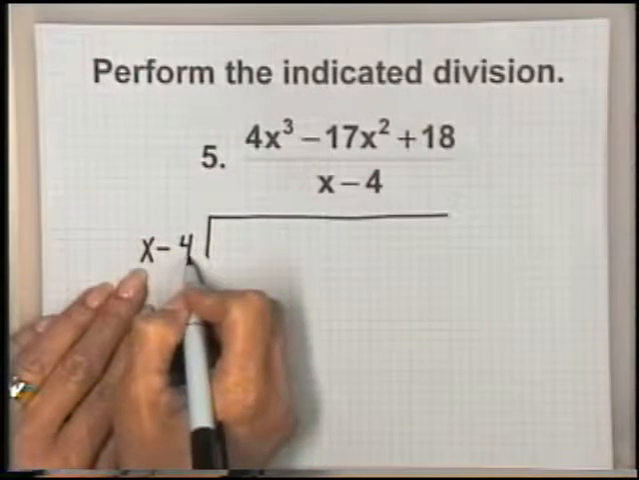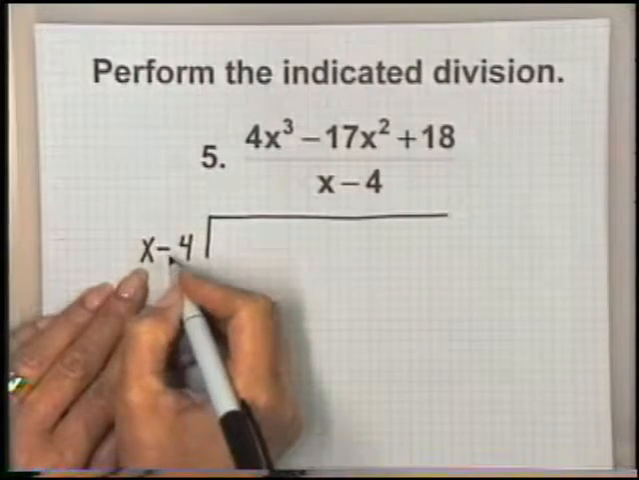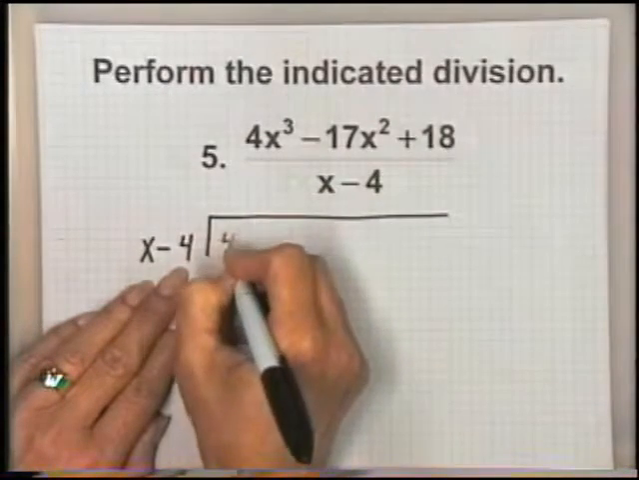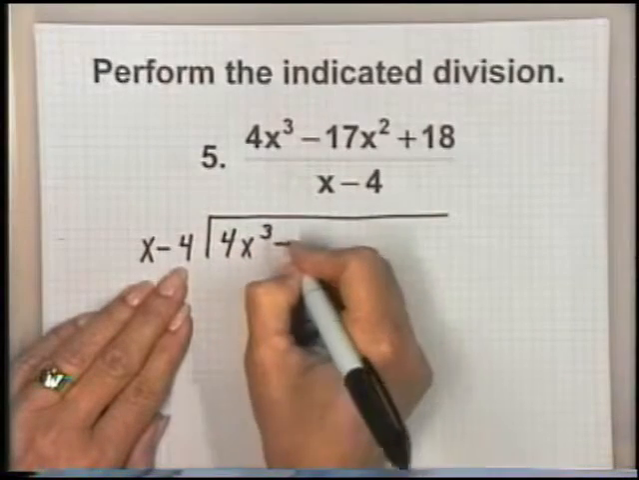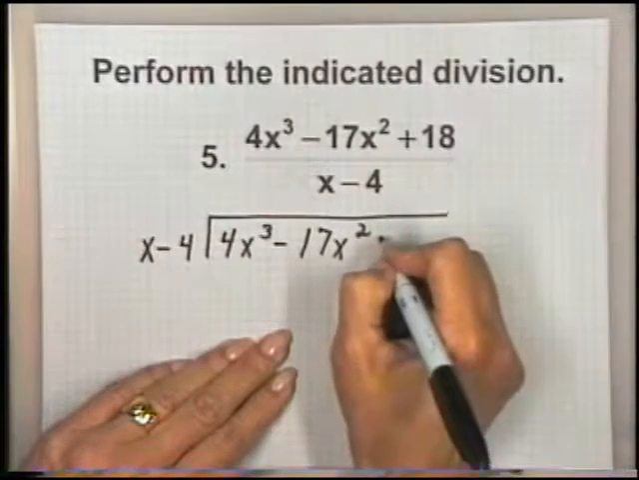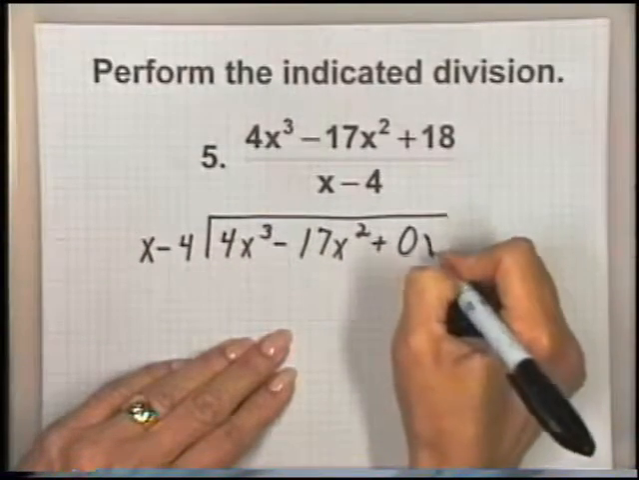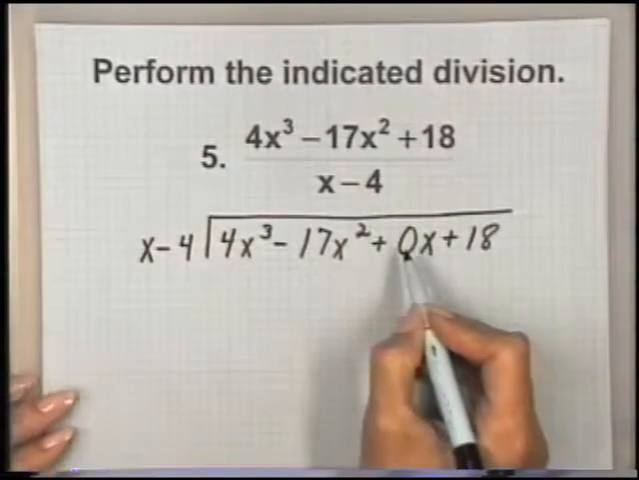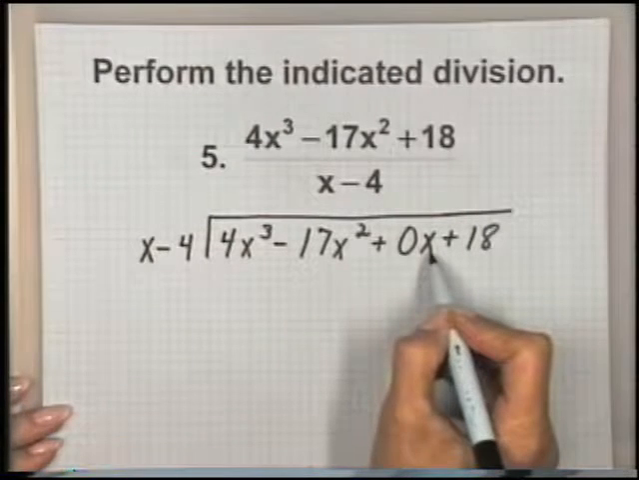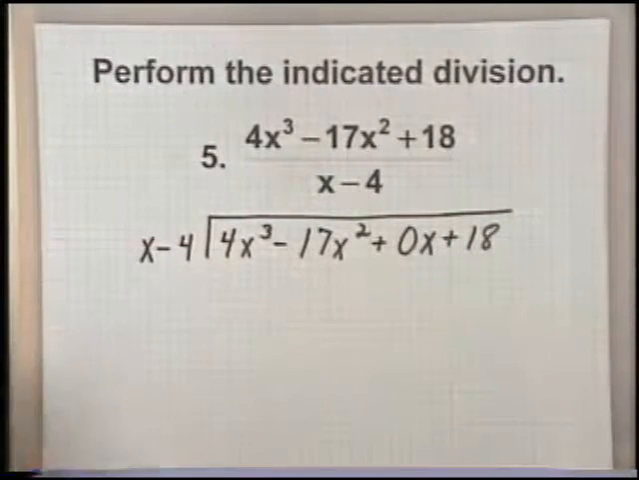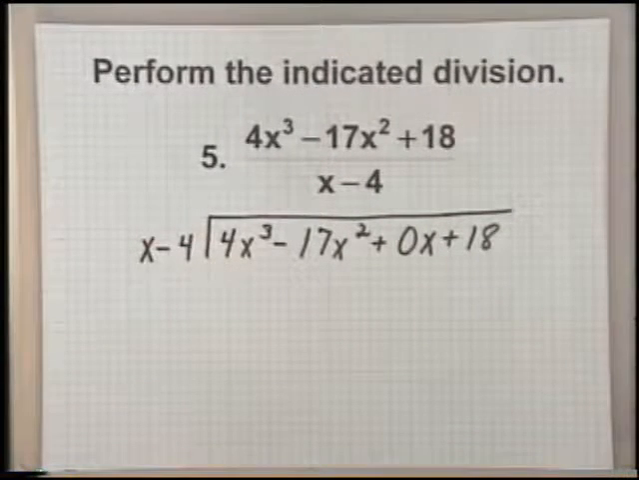We also notice that the denominator is in descending powers of x, and when we write the numerator, we write the 4x cubed, the minus 17x squared, and for x to the first power, we insert 0 times x to the first power, and then we write the plus 18. 0 times x simply represents the quantity of 0. This 0x serves as a placeholder, just as 0 does in arithmetic problems.